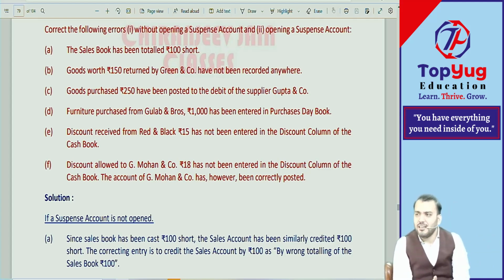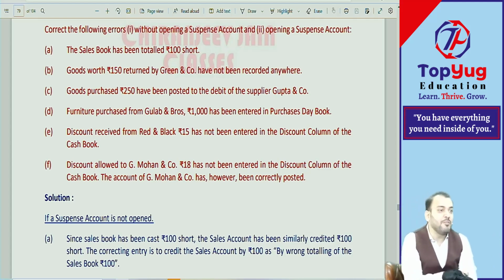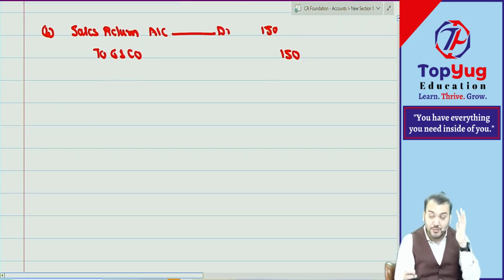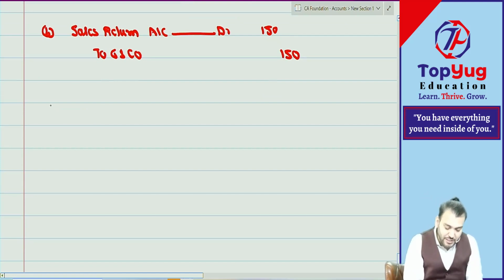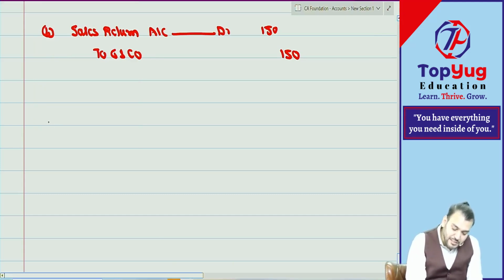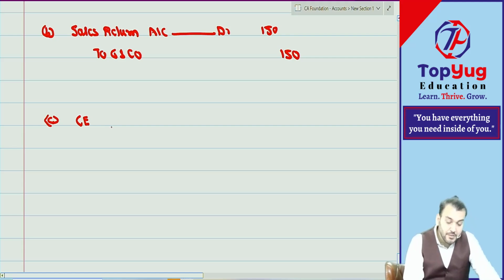I said whenever the mistake is on the opposite side, always the effect will be what? Double. If you have not understood this much, I will always say so. You are doing point number C. We are doing point number C. What will be the correct journal entry?